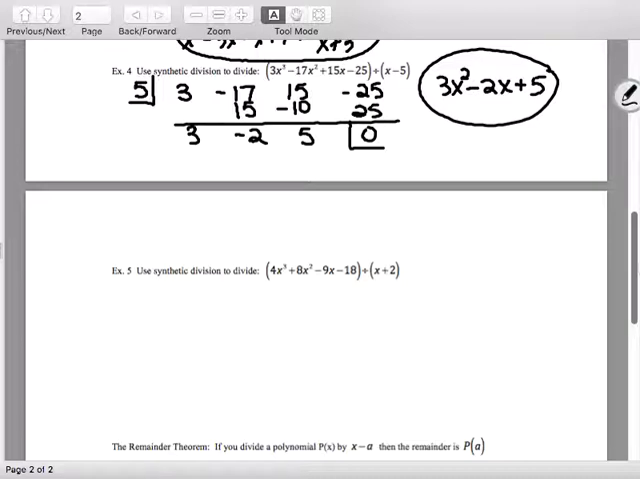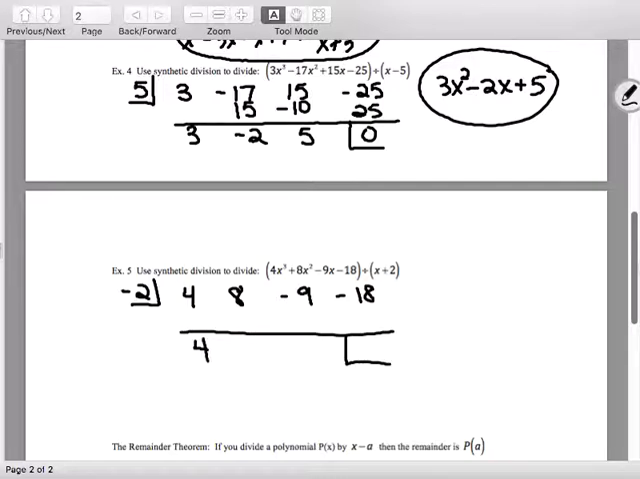I'm going to try this one. I'm going to put negative 2 in the box. I get 4, 8, negative 9, and negative 18. I bring down the first number. Negative 2 times 4 is negative 8, so that's 0.